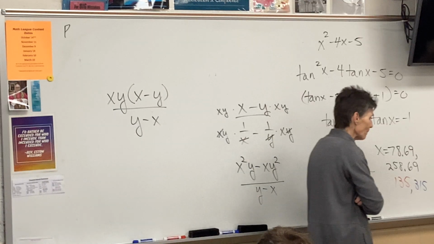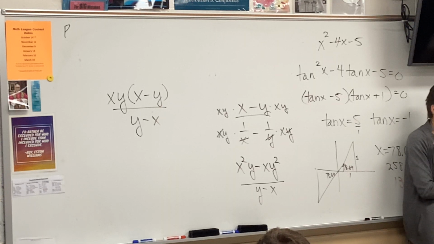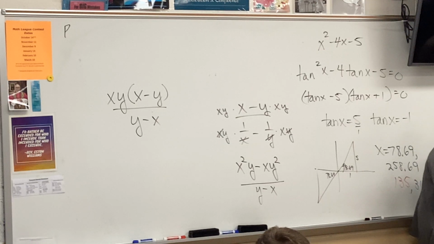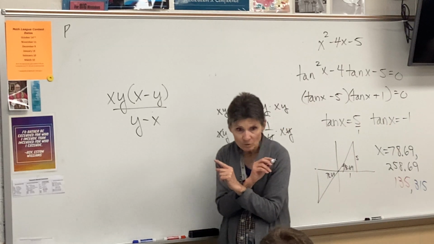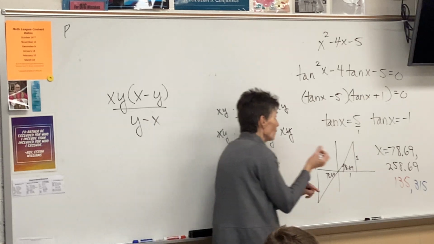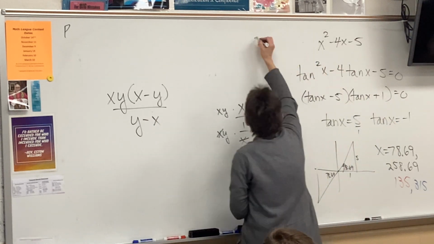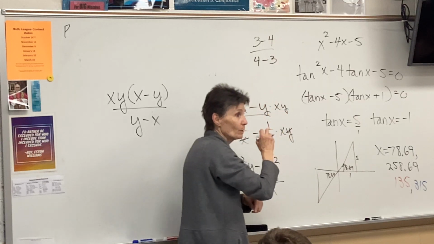Tell me what happens when you have x minus y over y minus x. They don't match exactly, so don't just cancel them out. But they are subtracted in the opposite order. And what did we say happens when things are subtracted in the opposite order? What if you had 3 minus 4 over 4 minus 3? What does that equal?